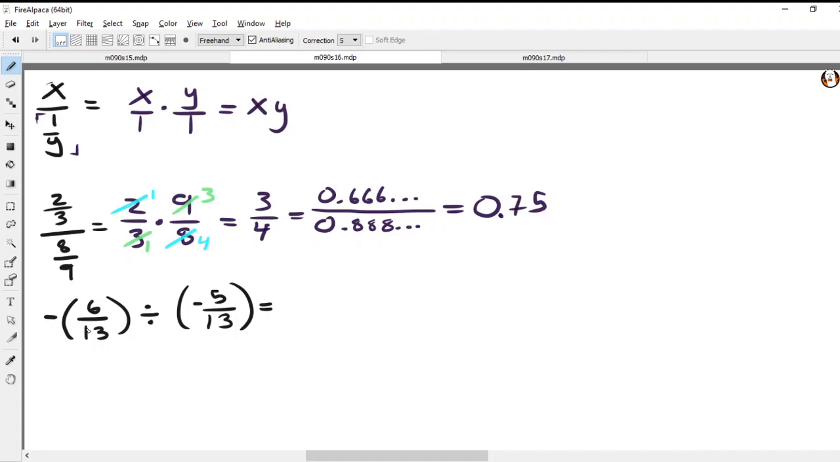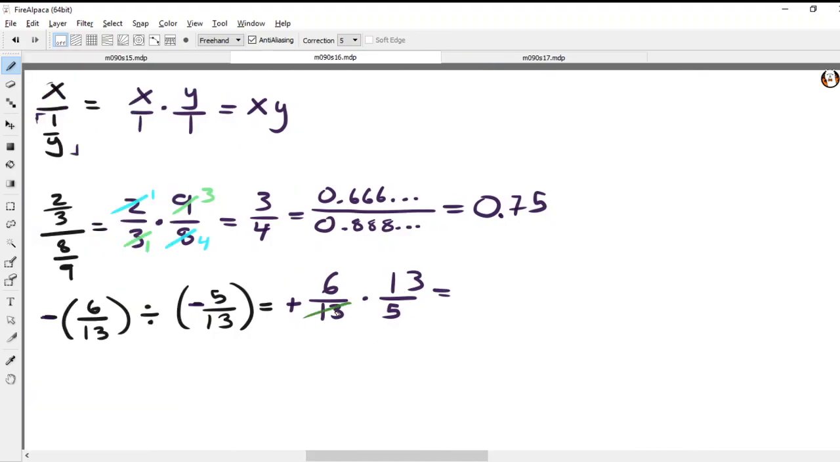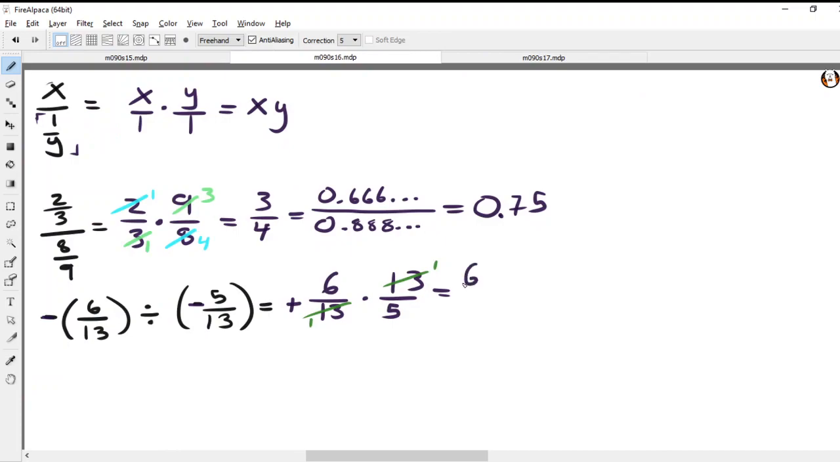How about this last problem, this third problem here? Negative 6/13 divided by negative 5/13. Well, it doesn't matter that there's one negative sign outside parentheses and one inside. Our product, or quotient, pardon me, is going to be positive. I say product because, like before, we're going to multiply by the reciprocal. The 13s will both reduce, and that'll leave us with 6/5. Great, that's our solution.